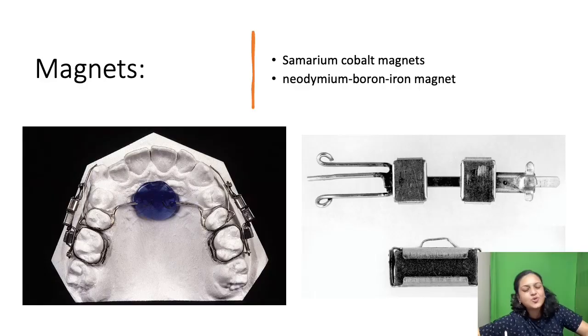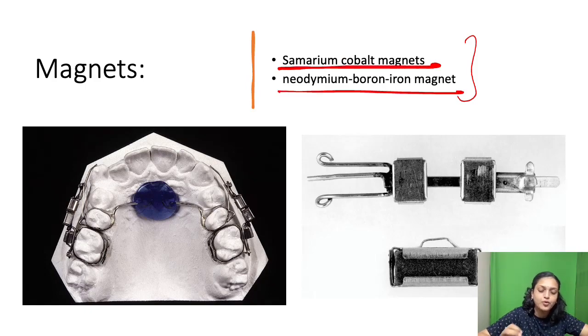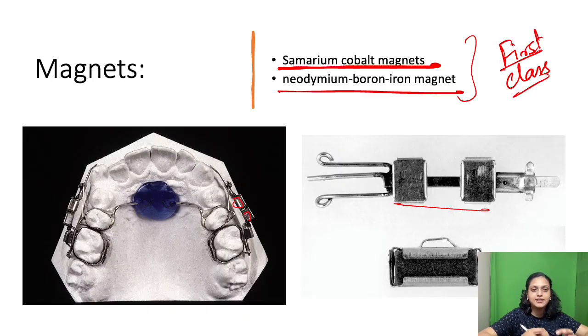Then they might also ask you about magnets. Magnets are also used for expansion, distalization, space closure. So for distalization, these two magnets are used: samarium cobalt magnets and neodymium iron boron magnets are the most commonly used magnets. If they give you an appliance like this, two blocks tied together, then this is a magnetic distalization appliance. There is an appliance called the first class appliance that uses magnets as a part of its setup.